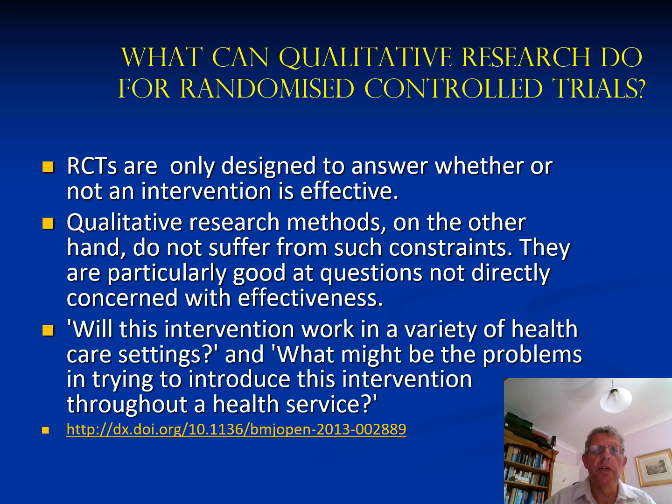Randomized control trials are only designed to answer whether or not an intervention is effective. But there are other types of questions that we might want to ask. We might want to ask, for example, is there a particular subgroup for whom this intervention works better than another? The problem is that randomized controlled trials may not have enough people to answer this type of question. So sometimes people turn to qualitative research methods to try and address these questions. The evidence won't be as strong quality, but they still provide useful information.